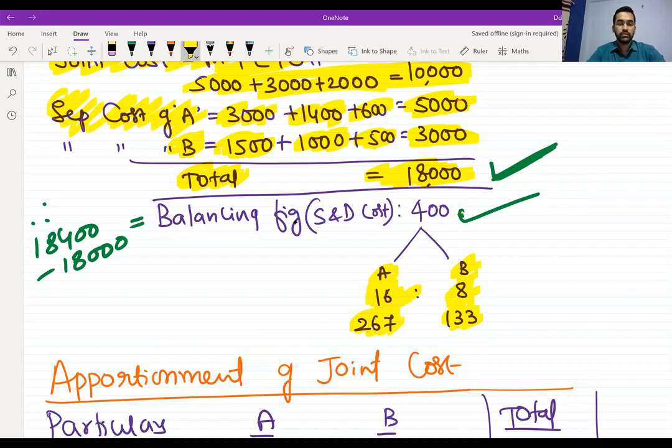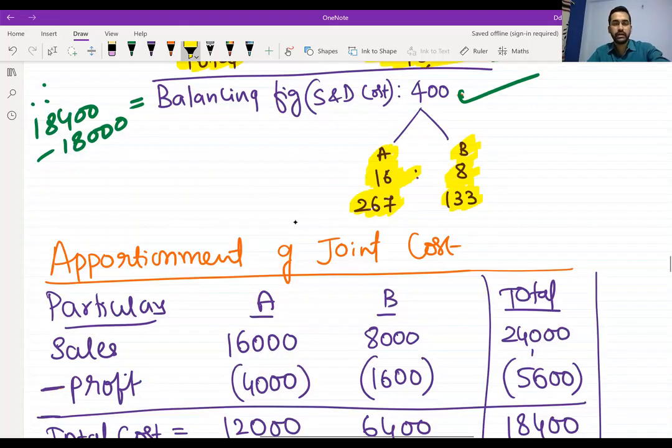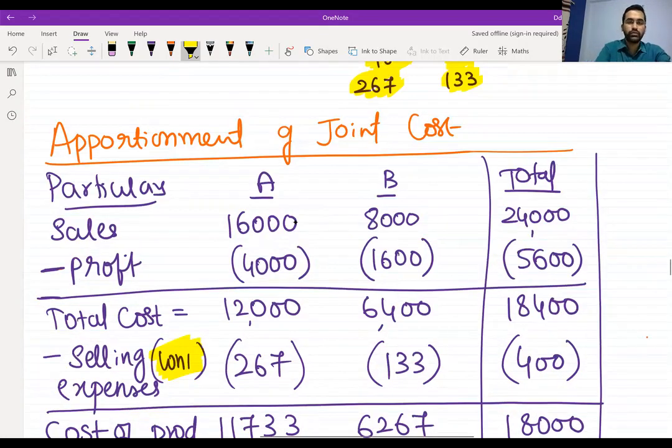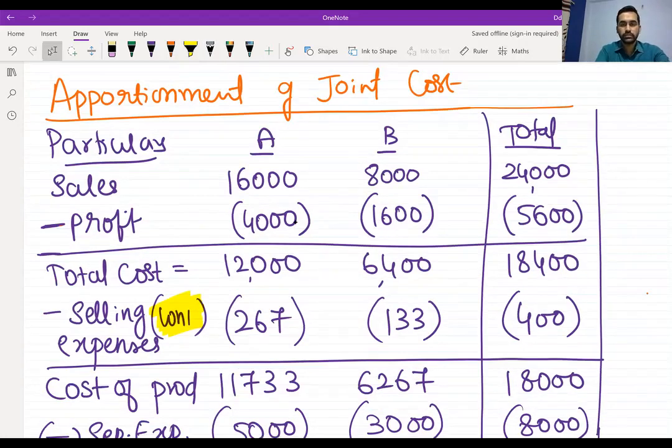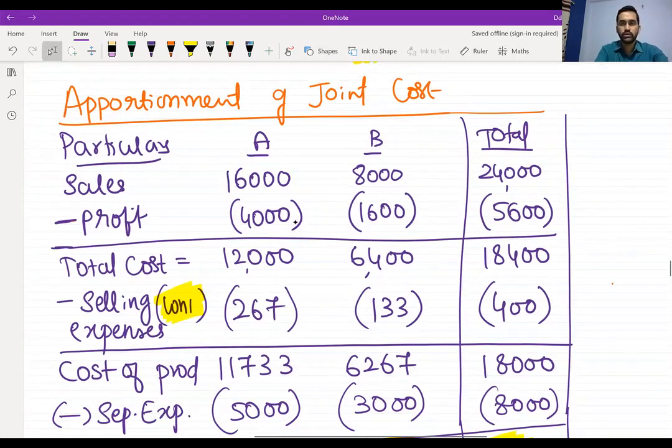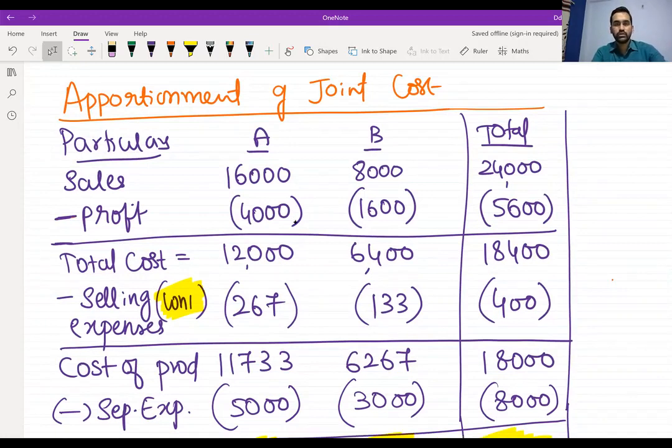Right. Before I write anything next, you see what was asked in the question. Read the last line. Prepare a statement showing apportionment of joint cost. That means now we'll have to prepare a table similar to what we did in the previous answer. Right, all of you start writing. Heading: apportionment of joint cost.